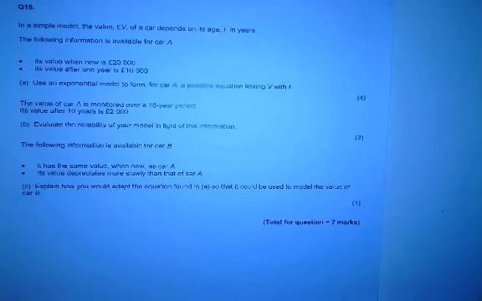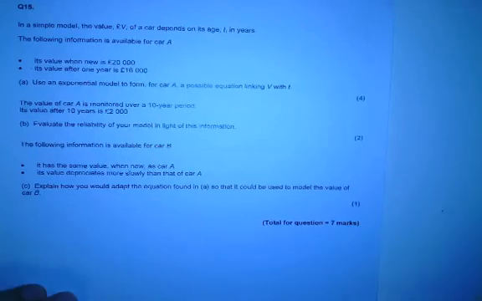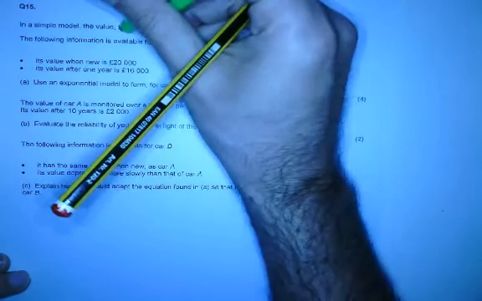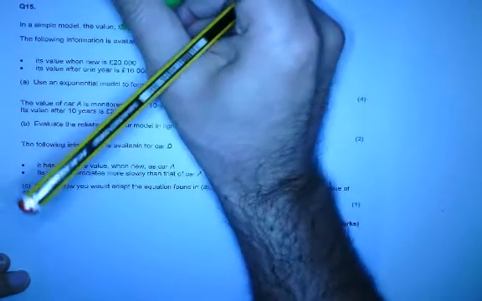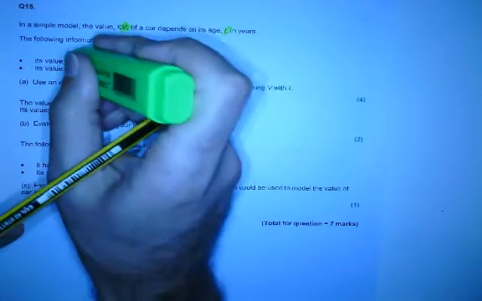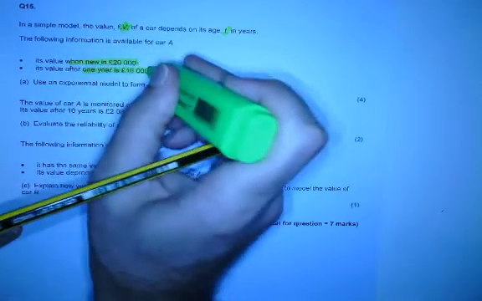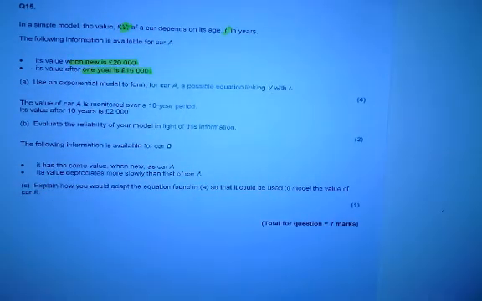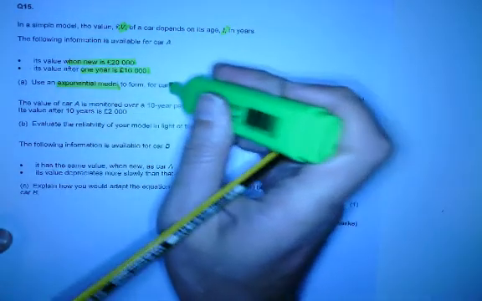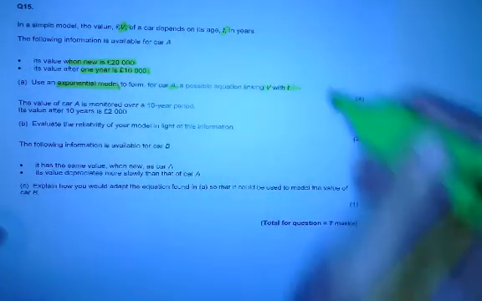Right, question 15. This one is on logs and exponentials and models and using them. So, in a simple model, the value v of a car depends on its age t in years. That means v and t are going to be part of the formula. The following information is available for car A. Its value when new is £20,000 and after 1 year it's £16,000. Use an exponential model to form for car A a possible equation linking v and t.